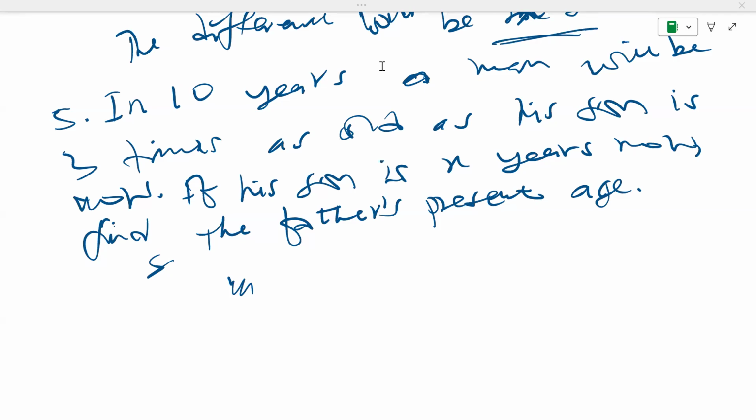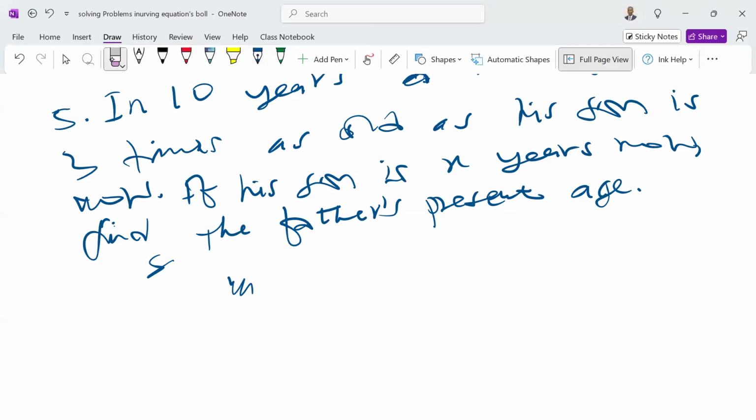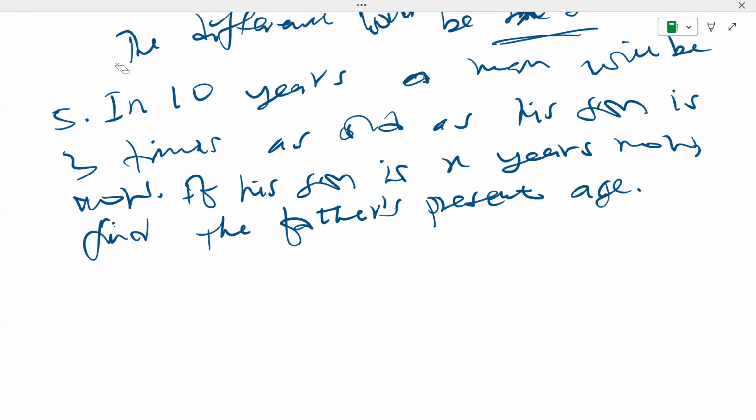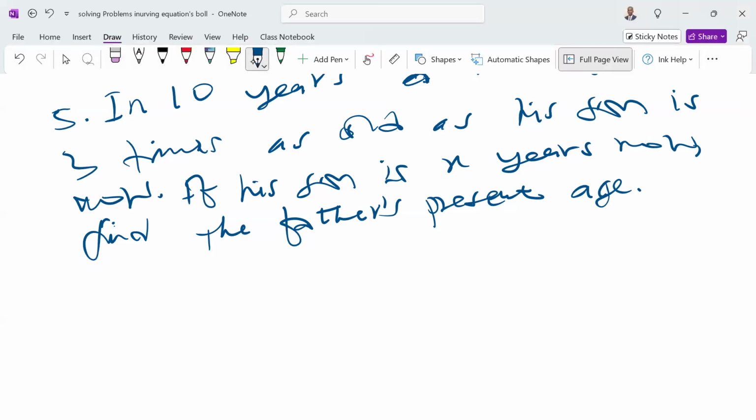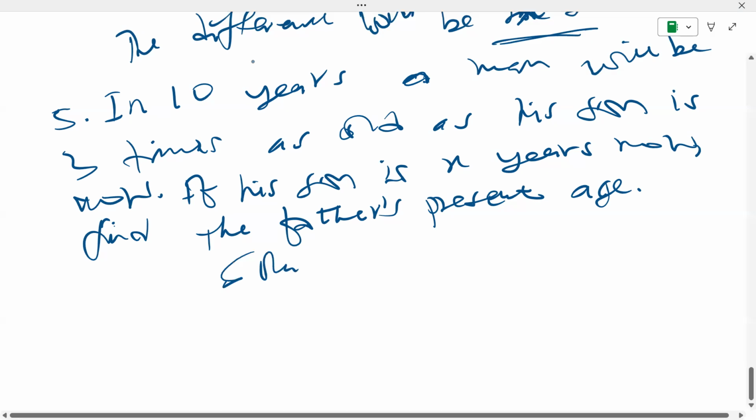Hello, we want to continue with examples on solving problems involving basic or simple equations. So the last one that we did, we ended on question 5. And so let's see how we can actually solve this important question as well. All right, so the solution.